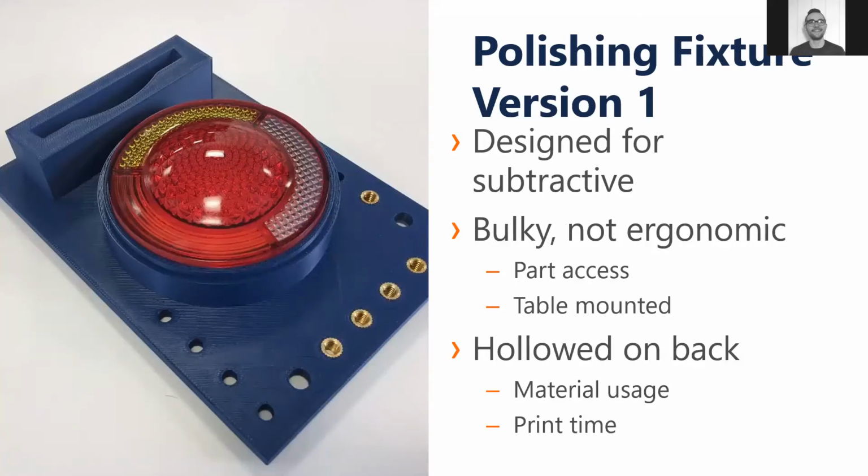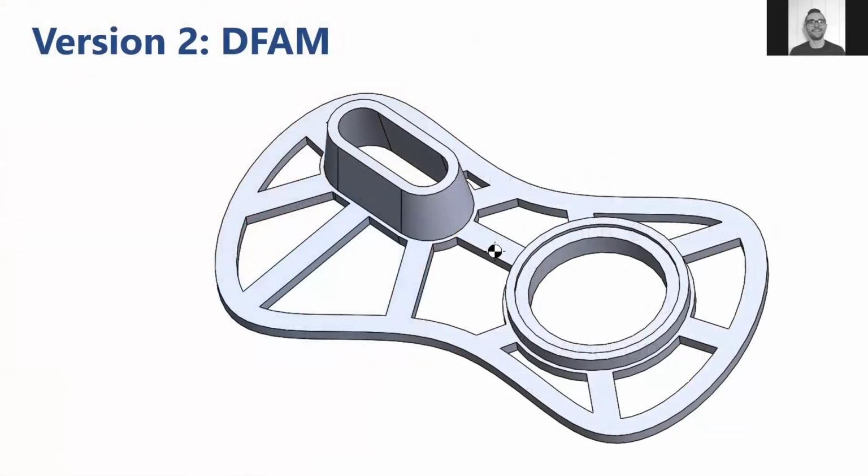So fixture 1, here's an example on the left. We can see very blocky, clearly designed for subtractive processes. It's not ergonomic. We have difficulty accessing the part for polishing. It's typically table mounted, so operators can't hold it very well in their lap and continue polishing, so it's less ergonomic. And it's also hollowed on the back, so it ups the print time, even though we're saving a little bit of material consumption here. So what we get into is going through design for additive manufacturing, and we've done a number of things here to optimize this fixture.